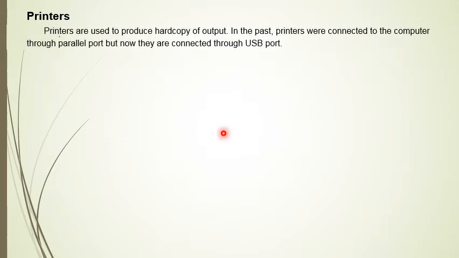Another output device is a printer. So let's discuss that. Printers are used to produce hard copy of output. Yes, the output coming from a printer is known as a hard copy. Right now you are seeing that most of the printers are connected through a USB port.